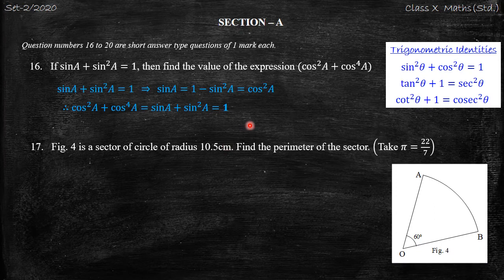Okay, next question is related to the figure given. The radius is 10.5 centimeters. Find the perimeter of the sector. Here a sector is a part of a full circle, so its area or perimeter can be calculated using the proportion of the angle to the full angle.